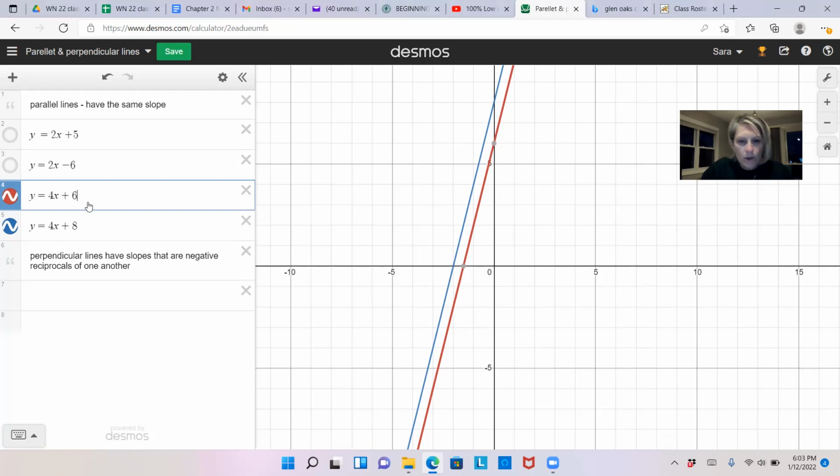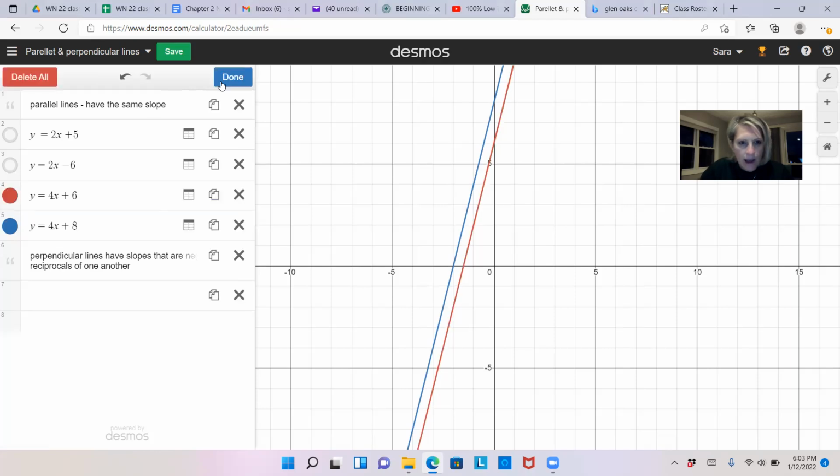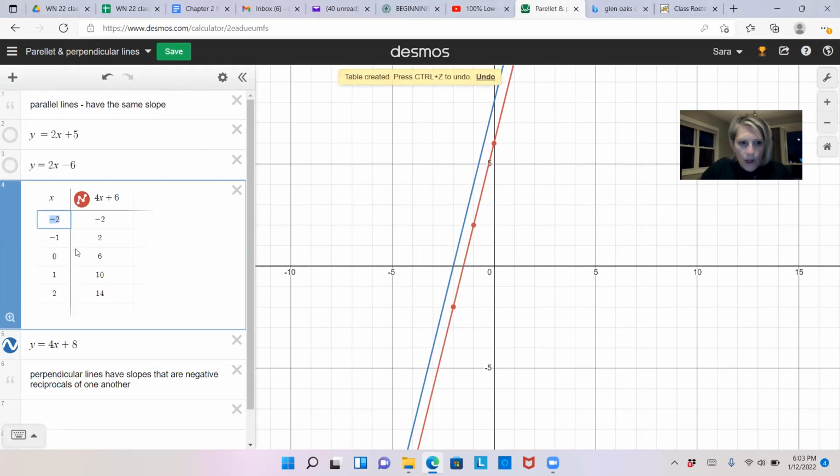And what's cool is when you type in an equation, does everybody see right up here where it says edit list, where my mouse is? If you click on that and then go to the line y equals 4x plus 6 and click on convert to table, we can then see (-1, 2) right here. (-1, 2) is the point that we wanted to go through. And so that proves that that point is on the line that we created. It's pretty exciting, isn't it?